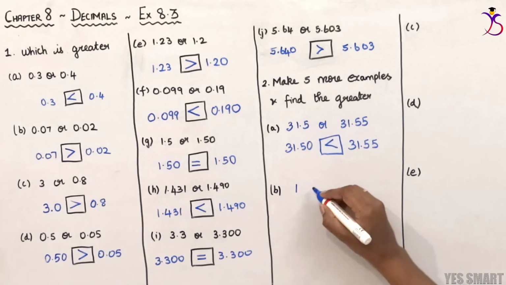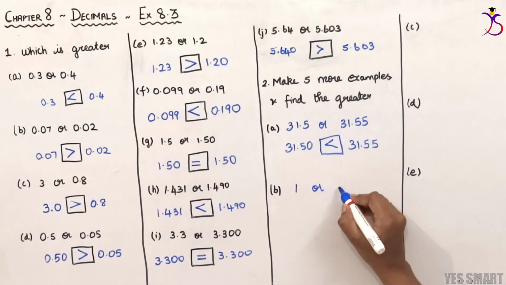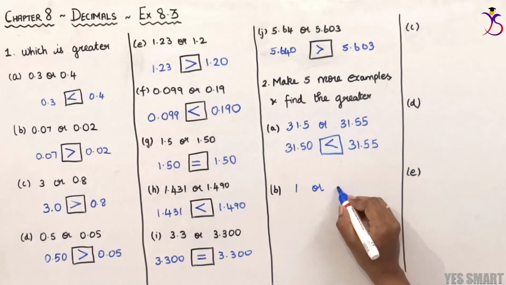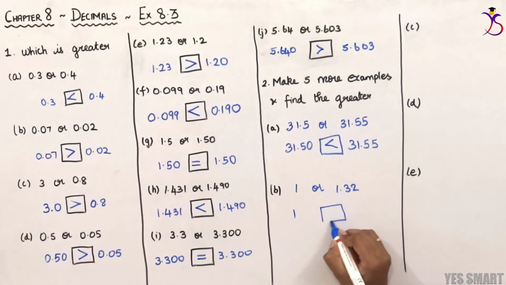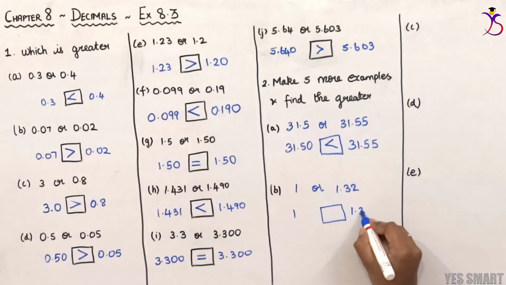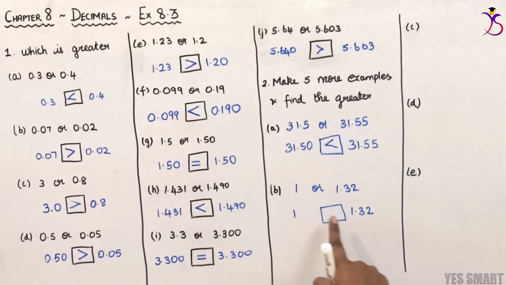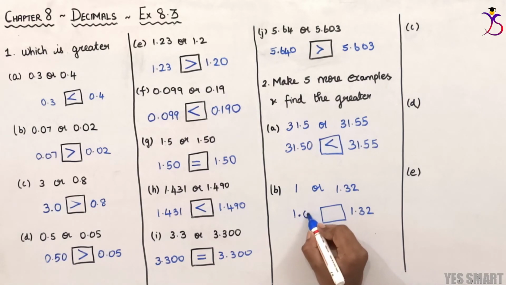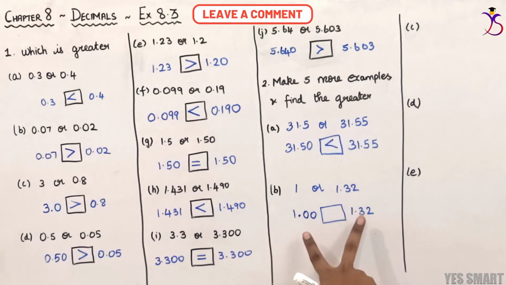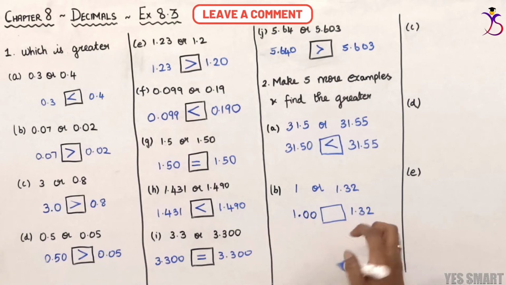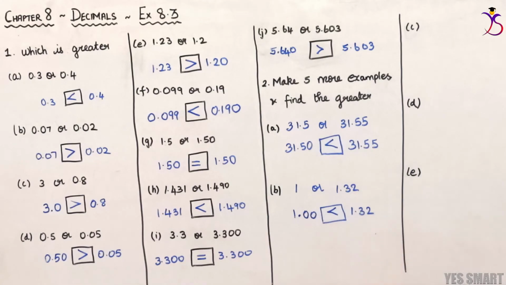Now let's take an example of comparing one whole number and one decimal number, 1 or 1.32. Let's add zeros to this whole number so that both the terms are like decimals. 1.00, I'm just adding 2 zeros because the decimal part of 1.32 has 2 digits. Now let's compare. 1, 1 equal. On the decimal part, the first digit here is 0, here it is 3. Obviously 3 is greater, therefore 1.32 is greater.